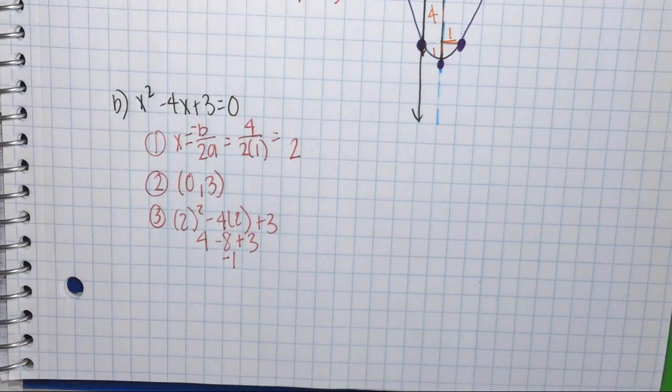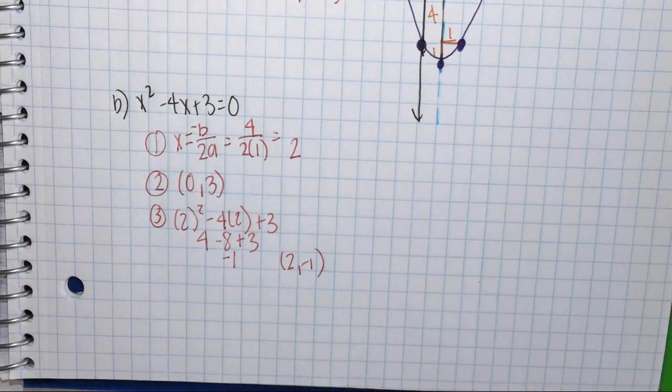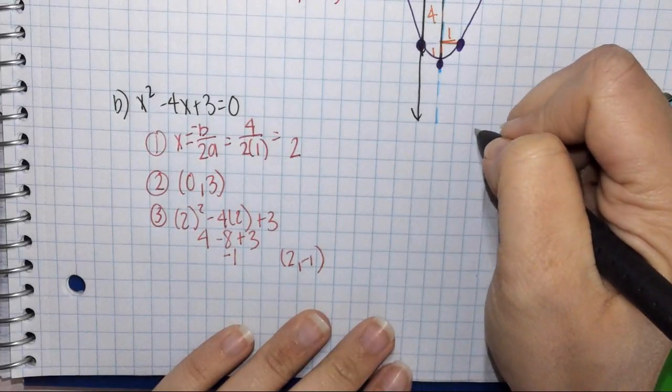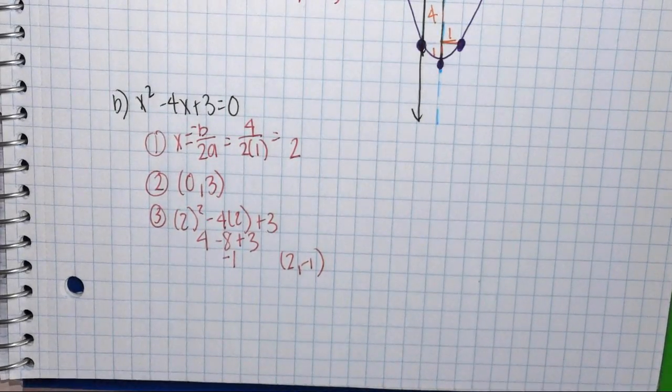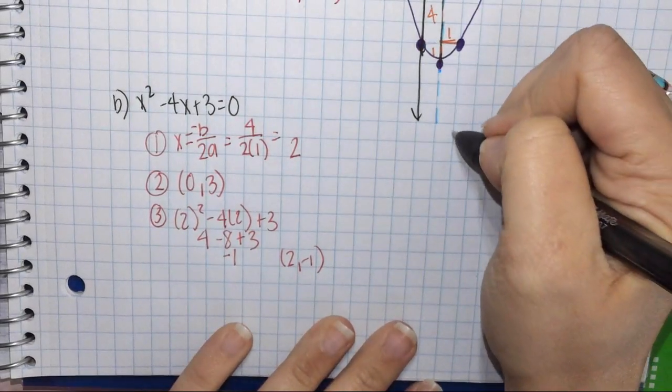Lo que dije. And how do I write it as a coordinate? 2, negative 1. Take a point. Are we ready to graph? Does anybody need a moment to catch up? Or we're good? Cool. Love it when you answer me.